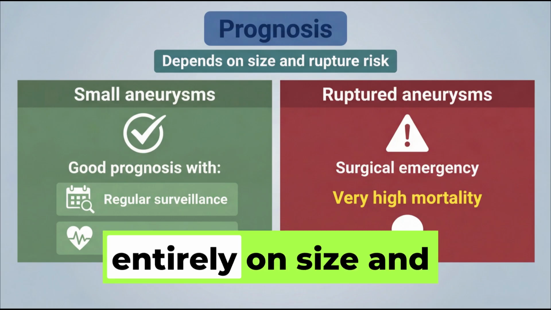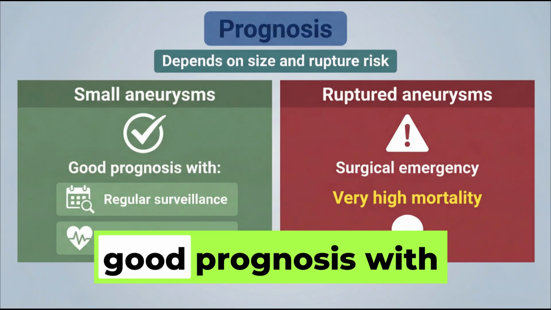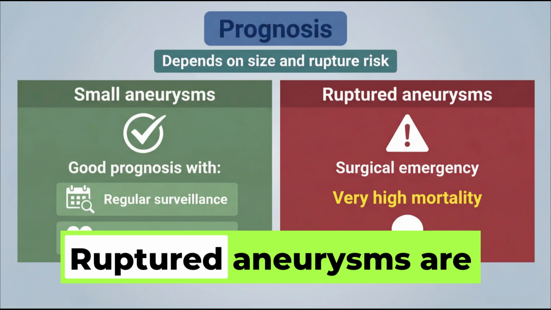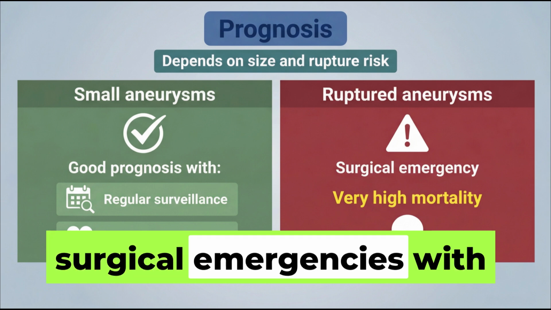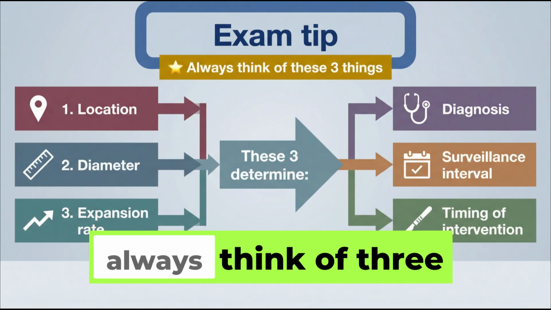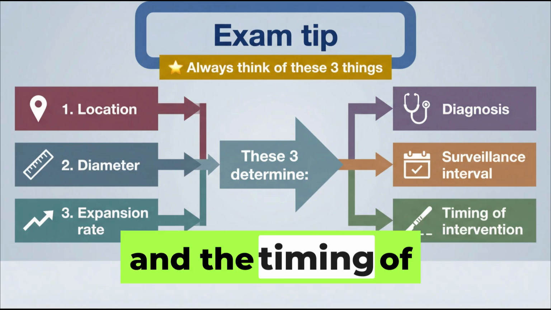Prognosis depends entirely on size and rupture risk. Small aneurysms have a good prognosis with surveillance and risk factor control. Ruptured aneurysms are surgical emergencies with very high mortality. So for the exam, always think of three things: location, diameter, expansion rate. These three determine the diagnosis, the surveillance interval, and the timing of intervention.